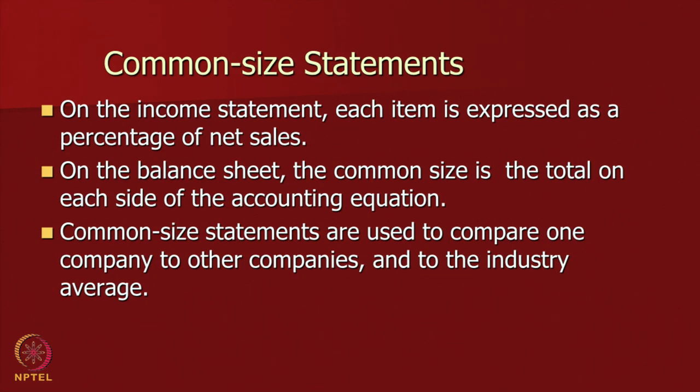Common size statements become very useful, not only for comparison of items within the same company, that is, with the last year of the same company, but also across the industry. So, for example, suppose there is a small cement company and a large cement company; their absolute figures will be different. So, you cannot compare them in absolute figures, but you convert them into a percentage of sales if we are comparing P&L, and then it can be compared across different companies. We are going to see a few cases like that. So, this is called vertical analysis.